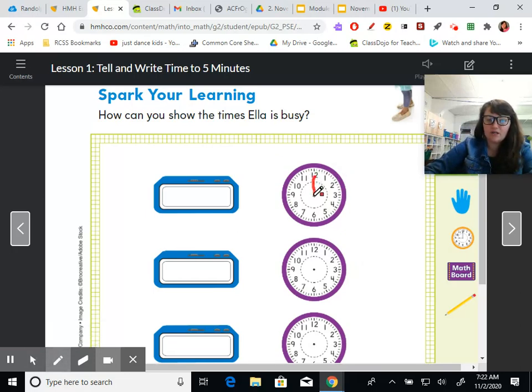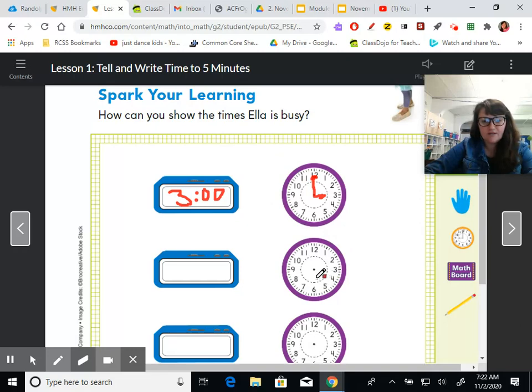So when it's 3 o'clock, you always have the big hand pointing to the 12, and then the little hand pointing to the hour. So you have 3 o'clock.